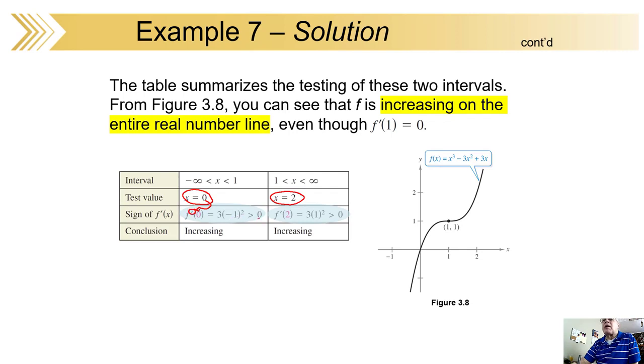This turned out to be positive, so it was increasing. Put that 2 into the derivative. It was also positive, so it was increasing there. And those are the only two intervals we've got: up to 1 and after 1. So it's increasing everywhere.